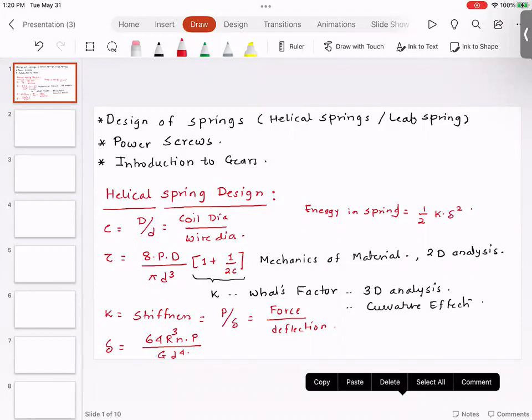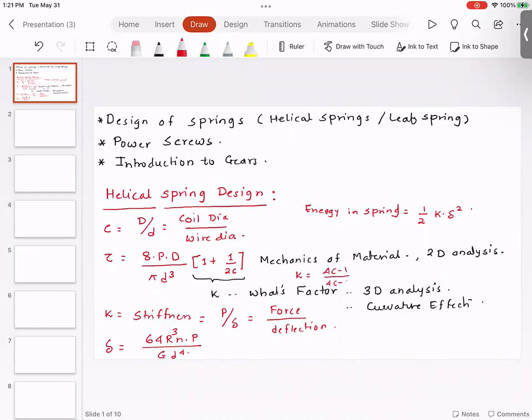Now with this, we are ready to solve a problem. Just let me give you an equation for the Wahl factor. So the Wahl factor is (4C minus 1) divided by (4C minus 4), plus 0.615 divided by C. And the idea is we are going to use these equations sequentially, step by step, and then that would give us the spring design.